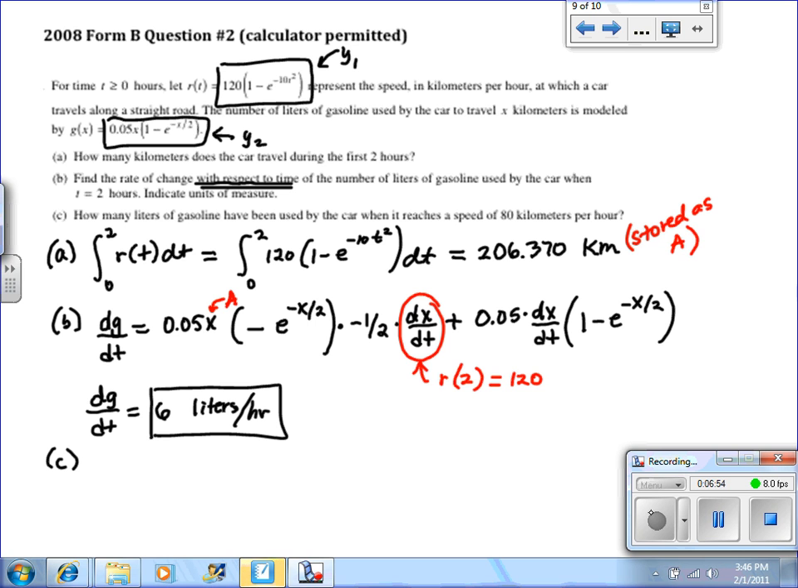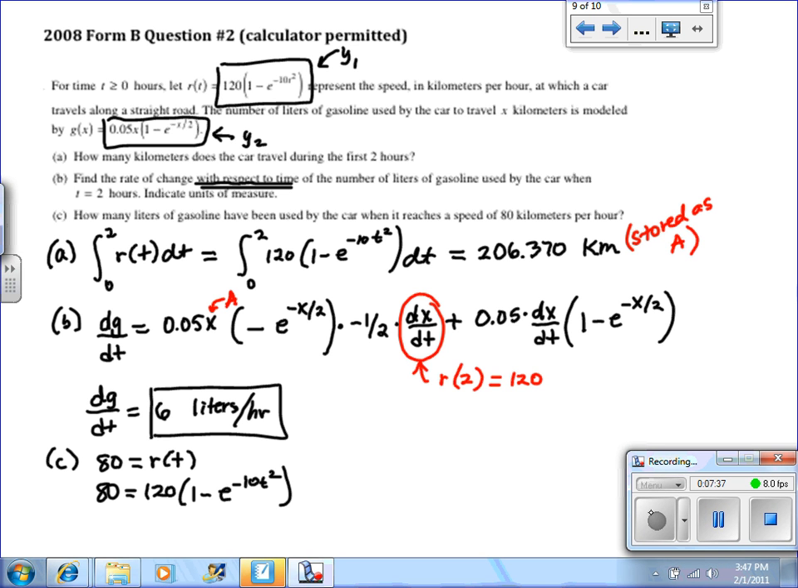Let's see. How many liters of gasoline have been used by the car when it reaches a speed of 80 kilometers per hour? First of all, we need to find that time when it reaches a speed of 80 kilometers per hour. So I need 80 equals the rate of t. So 80 equals 1 minus e to the negative 10 t squared. You don't need to write that because I never find y1. So I'm finding when y1 is good. So let's isolate y1 and find when the value is equal to 80. So you might want to put y3 equals 80, and we're going to find where they intersect. That will be the easiest way.